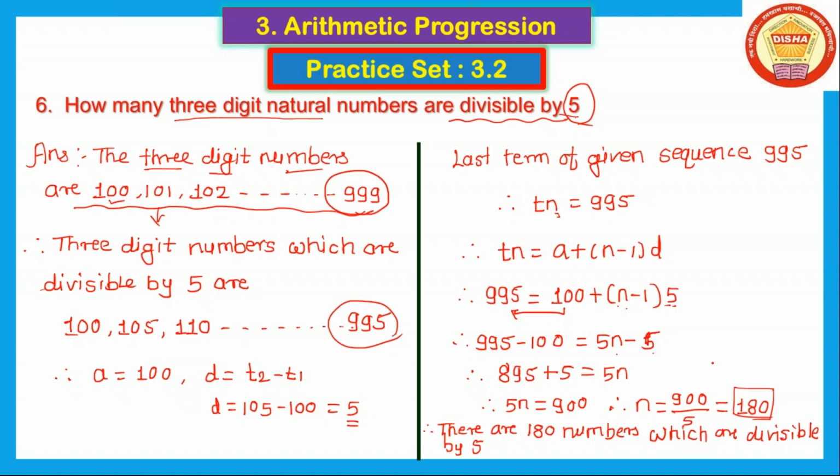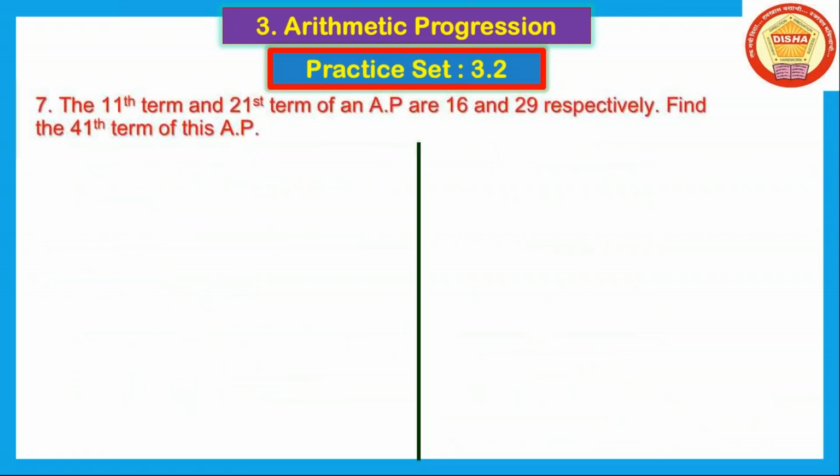And this question is asked in your exam for 3 marks or also for 2 marks. Then we take the next example from the same practice set, that is example number 7. The 11th term and 21st term of an AP are 16 and 29 respectively. Find the 41st term of this AP.